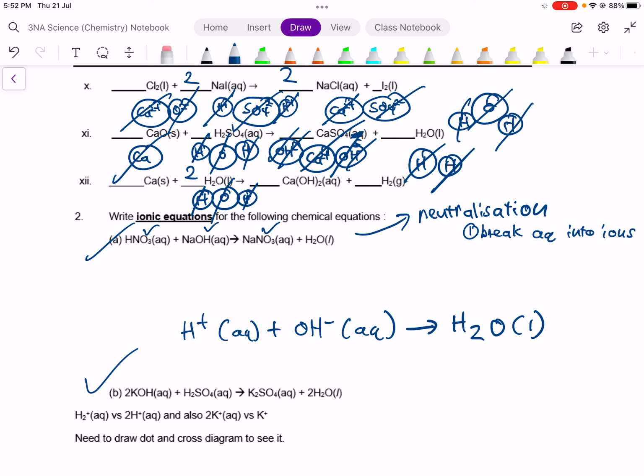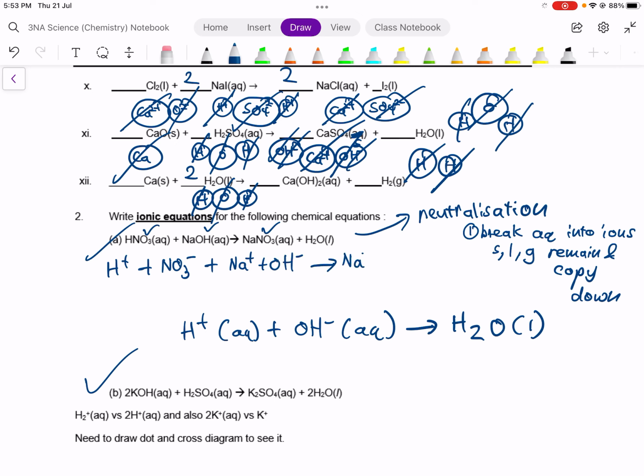What I need to do now is I break this one. All the AQ, solid, liquid, gas just remain and copy down. Later I show you how to do for H2O. So H plus NO3 minus plus Na plus OH minus. Done on the left side. Right side becomes Na plus NO3 minus gives you H2O. So your choice. If you want to break it down this way, it's a bit longer, I feel personally.